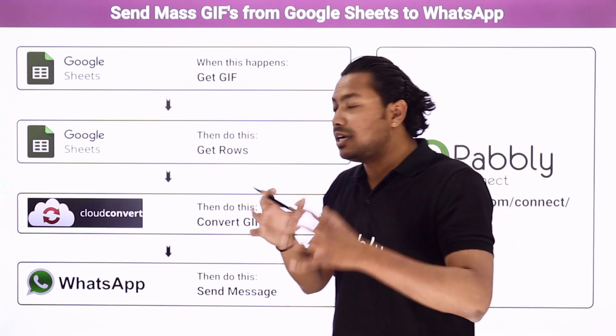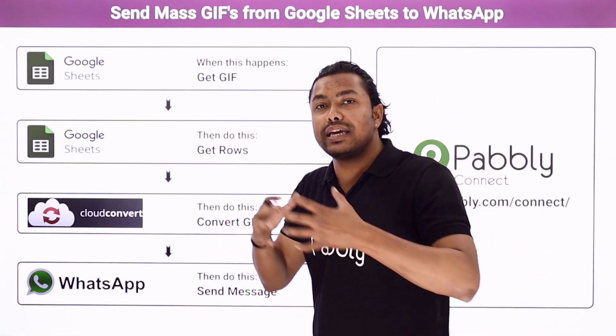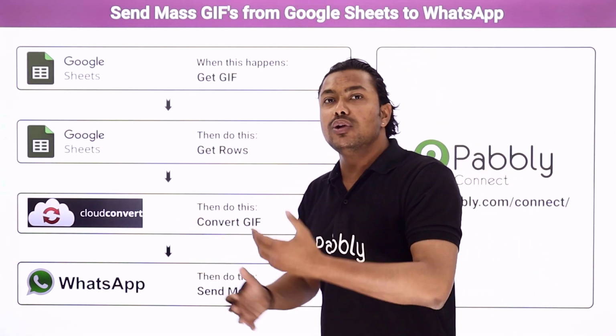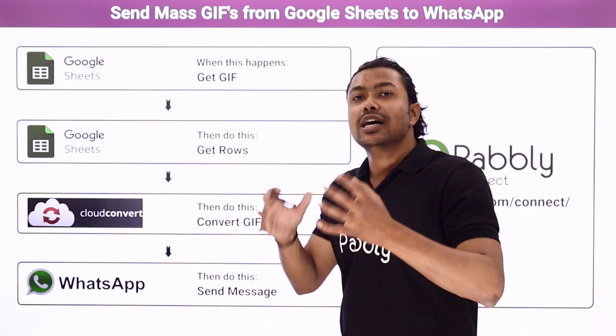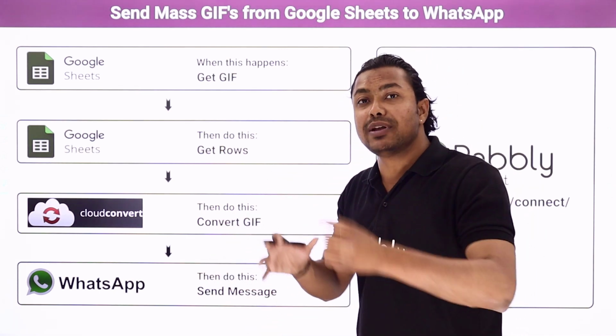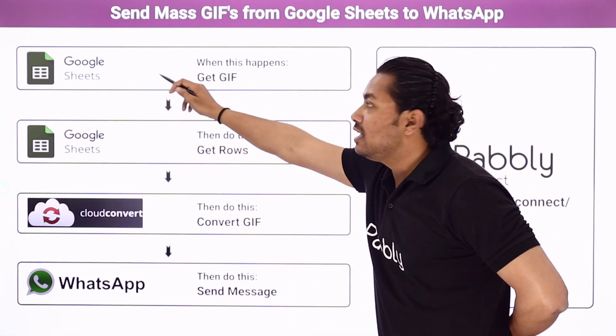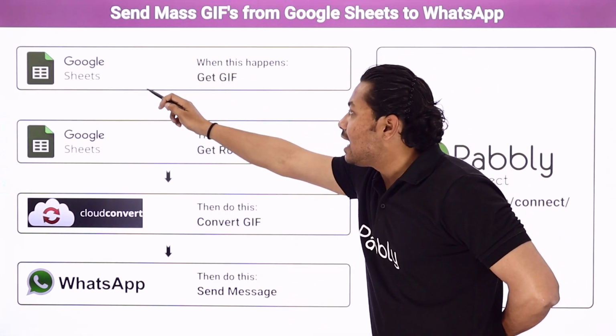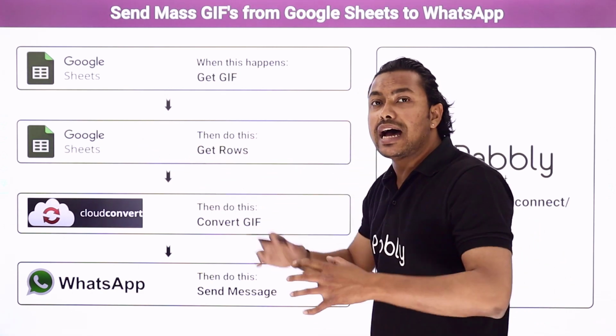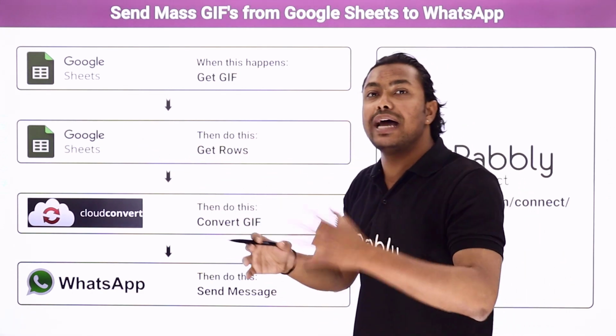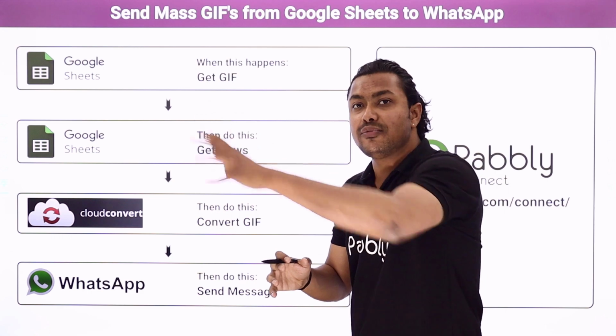How are we going to do this? Let me just give you an example. I am giving an example of Happy Holi because Holi is coming here in March in India. So I'm giving you an example with a GIF of Happy Holi. So what I'm going to do, I am going to get a GIF in one of my Google Sheets. Then I will have my second Google Sheets where I will have all my contacts to whom I am sending this Happy Holi GIF message.